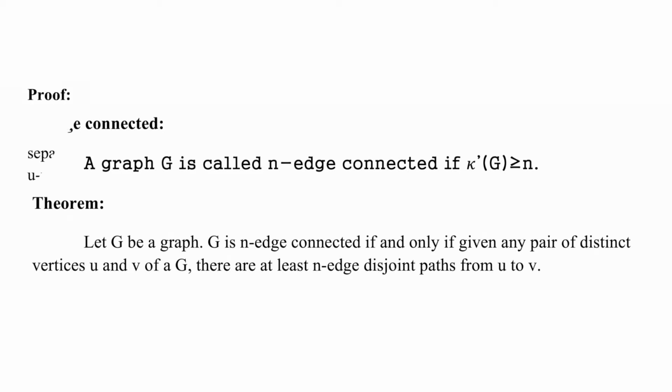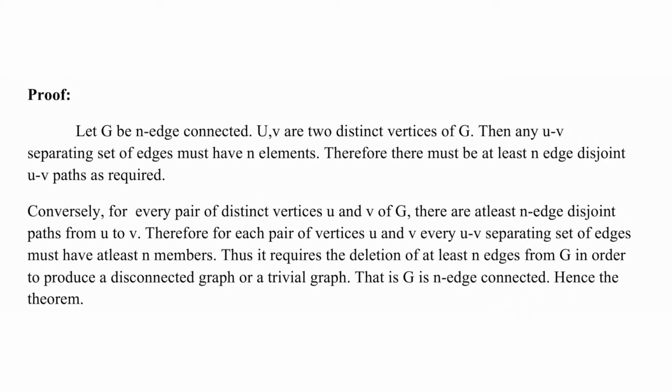We shall see the proof now. Let G be n-edge connected. We have taken a graph to be n-edge connected, and we are going to take two distinct vertices of G, that is u and v. Since G is n-edge connected, any u-v separating set of edges must have n elements. Therefore, there must be at least n edge disjoint u-v paths as required. Conversely, for every pair of distinct vertices u and v of G, there are at least n edge disjoint paths from u to v. This is what we are going to assume.